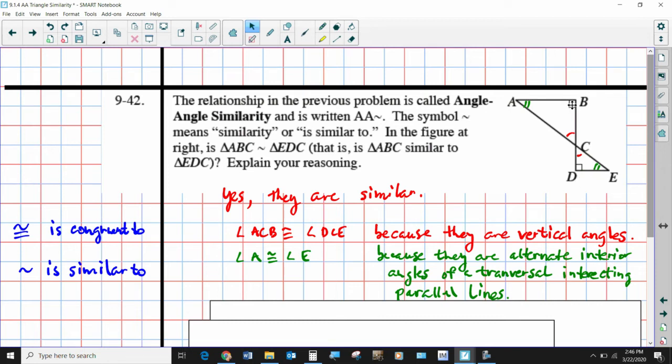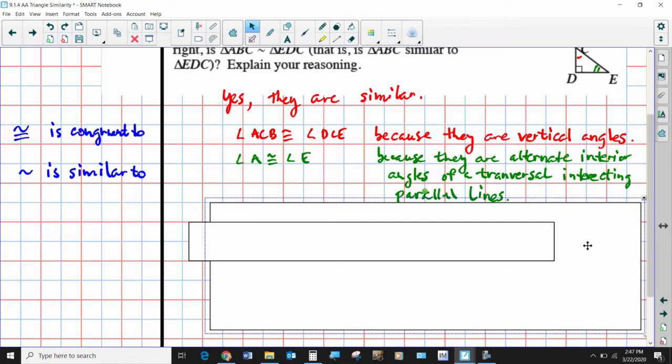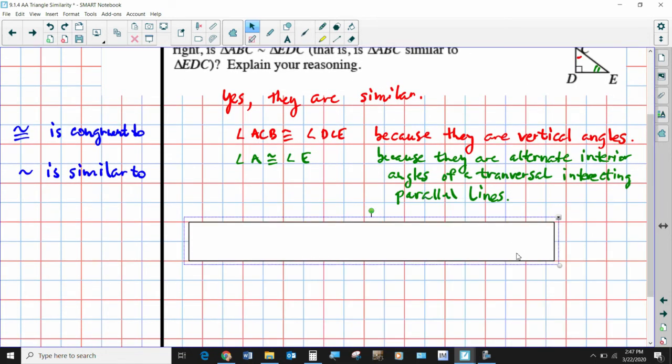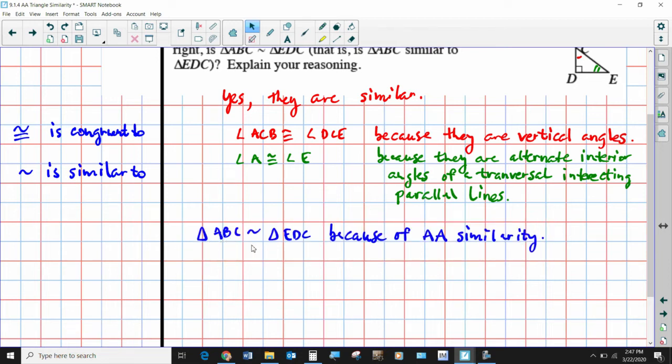So I could have just chosen angles B and CDE as our alternate interior angles, but I chose these. And so that's a transversal line AE intersecting line AB and DE, which are parallel to each other. Therefore, they are alternate interior angles and therefore are congruent. So simply by looking at those two, we can determine that triangle ABC is similar to triangle EDC because of angle-angle similarity.